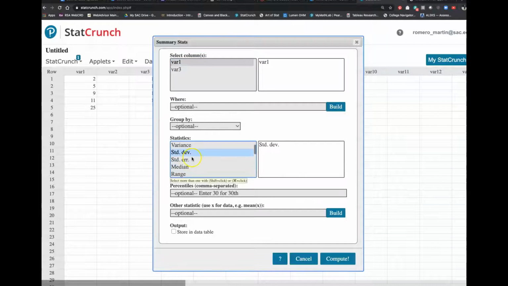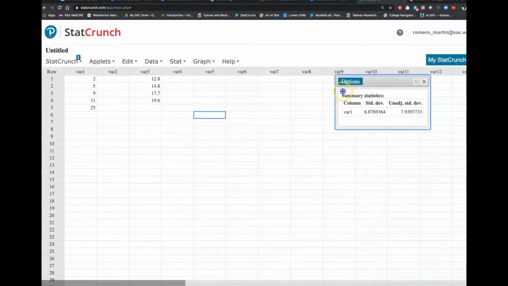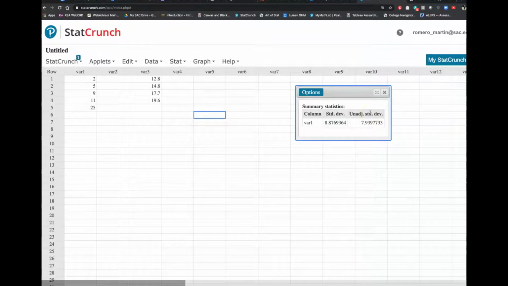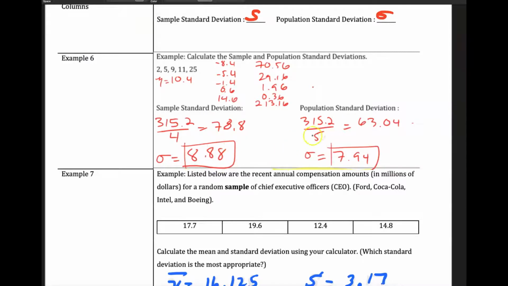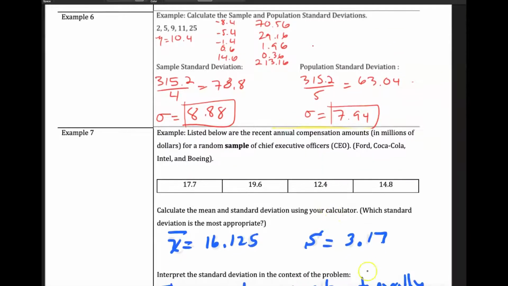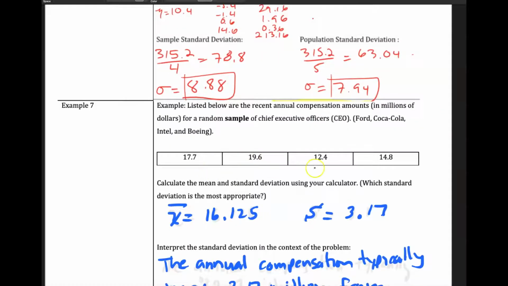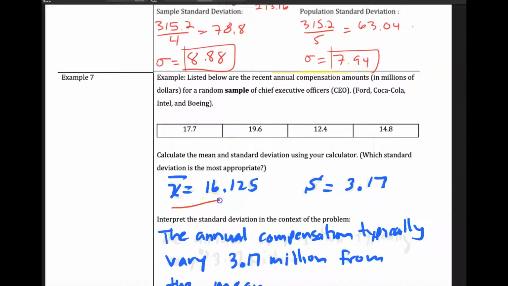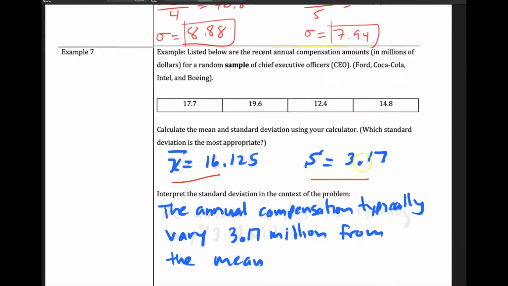Standard deviation, right? There are other measures of spread. There's the range. Standard error is another one. Variance is another one. But the one we're looking at now is standard deviation. And then there's one called unadjusted standard deviation right there. When we compute those, you will see you get that 8.8 and the 7.9, which matches up with what we have here. Okay, and so that's how you would go ahead and do that. You want to try that with this data set so that you get these numbers.